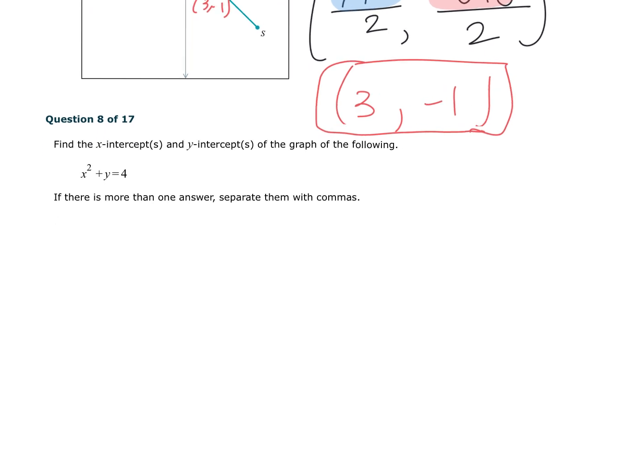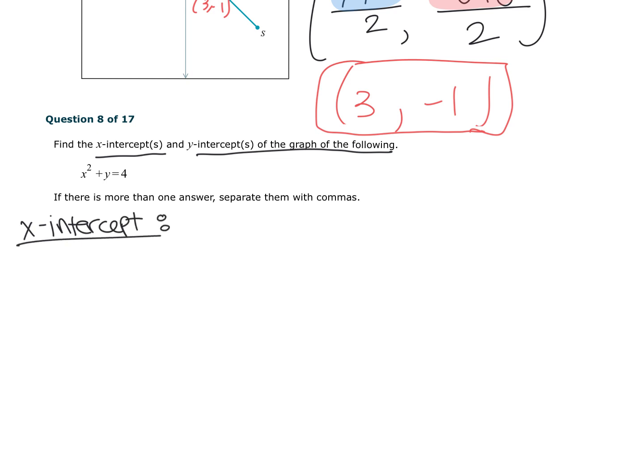Okay, so let's take a look at number 8. We're going to do 2 more together, and then we'll have a little break, and then you can start actually working on this assignment, because the best time to do it is right after you learn it. And we're now moving into our traditional homework and tests and things like that. Okay, so to find the x-intercept and y-intercepts of the graphs of the following. We're going to start with the x-intercept.